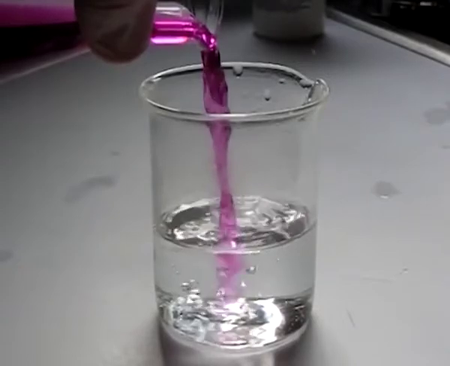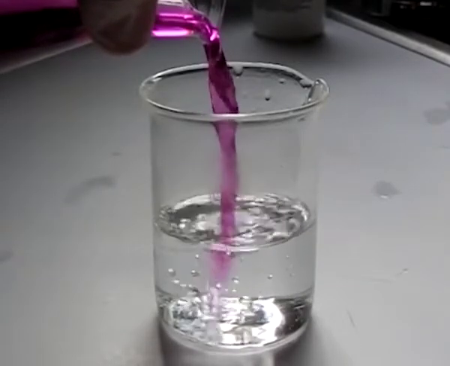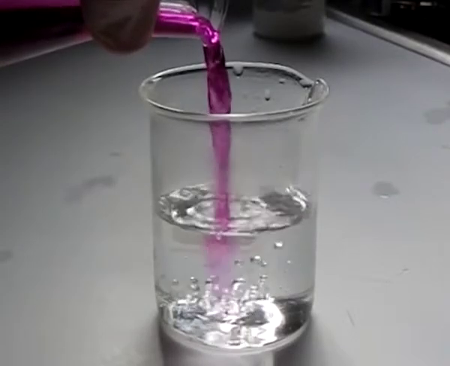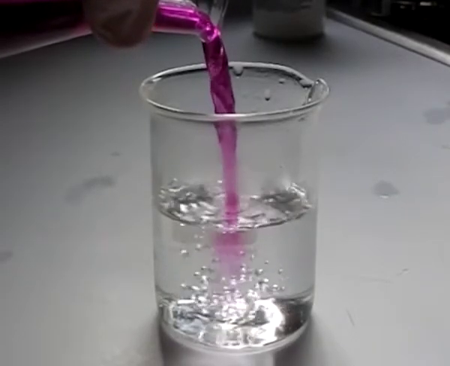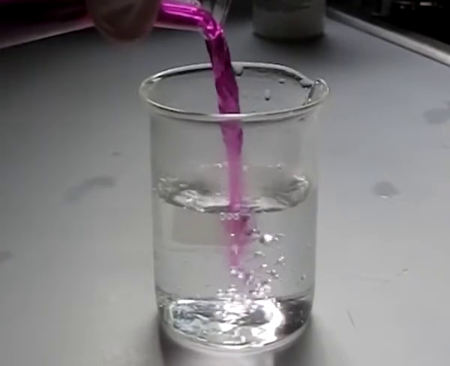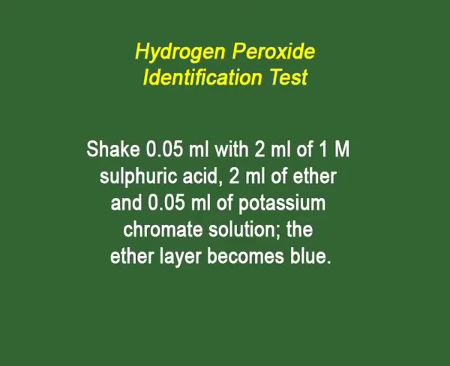To 1 ml add 0.2 ml of 1 molar sulfuric acid and 0.25 ml of 0.02 molar potassium permanganate. The solution becomes colorless with evolution of gas. Method B is: shake 0.05 ml with 2 ml of 1 molar sulfuric acid, 2 ml of ether and 0.05 ml of potassium chromate solution. The ether layer becomes blue.